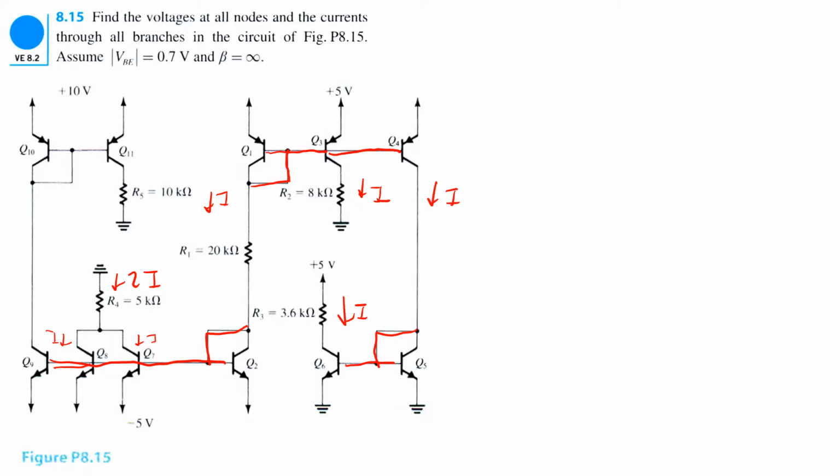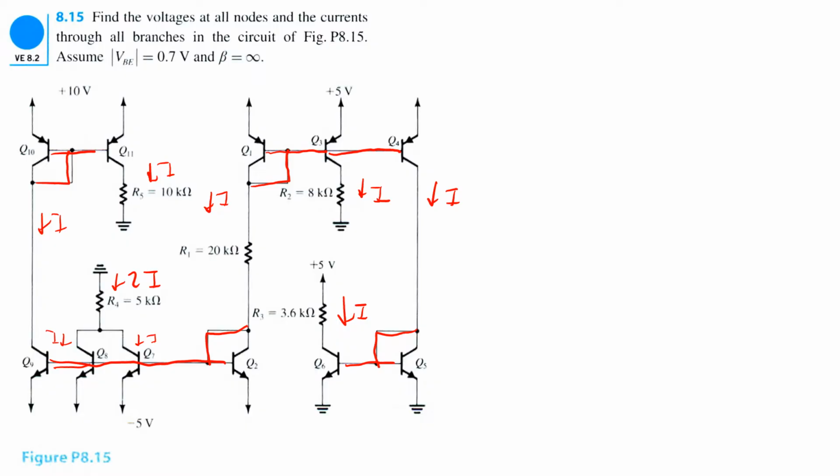And lastly, we see that Q10 is receiving the same current I from Q9. Q10 is also mirroring this current to Q11, meaning that the current through R5 is also I. So practically the entire circuit has the same current, making this hopefully a bit less overwhelming. Now we can just start solving for some voltages.